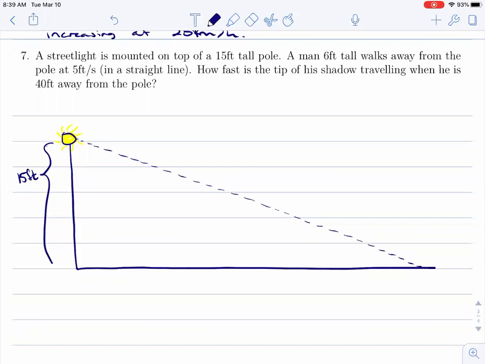But here, 40 feet away, we've got this man. Oh, I guess I should make it so he's walking. He's not just standing, he's on the move. I'm not a very good drawer. So, here's our guy. We're told that he's 40 feet away from the pole.